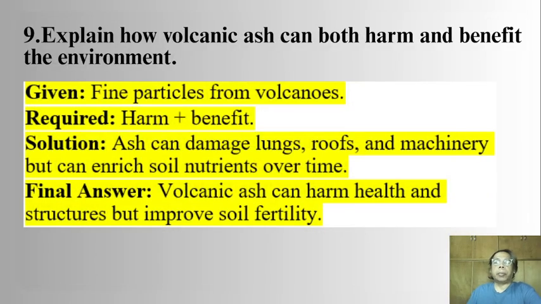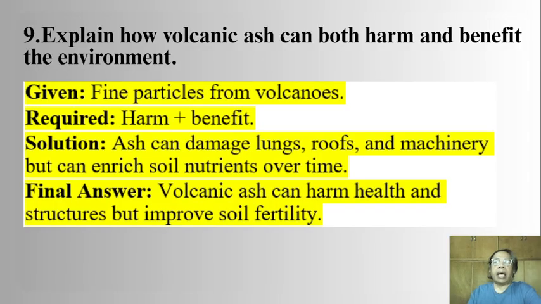Number 9. Explain how volcanic ash can both harm and benefit the environment. So we're given: fine particles from volcanoes. Required: harm plus benefit.